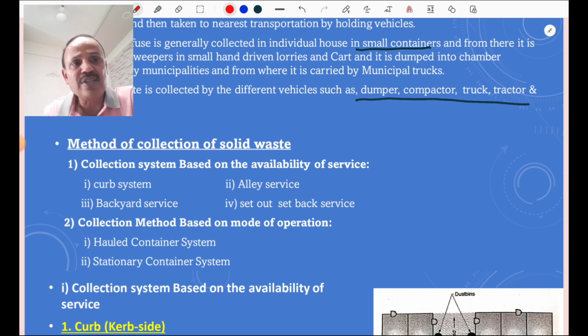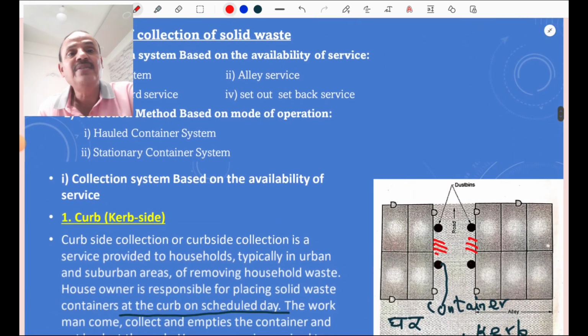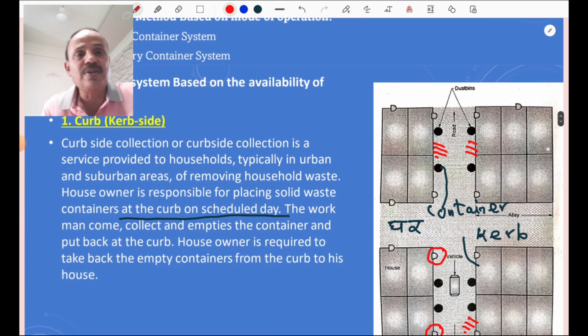Collection system based on the availability of service, that is curb system. Second is alley system. Third is the backyard service, and fourth is the set out and setback service. One must know all these four methods. Then collection method based on mode of operation, that is hauled container system and stationary container system. Name itself indicates how they collect, and we are going to discuss first the collection system based on availability of service, curbside or curb system.